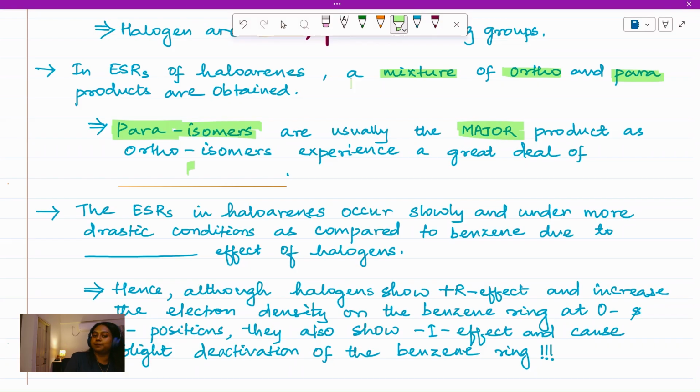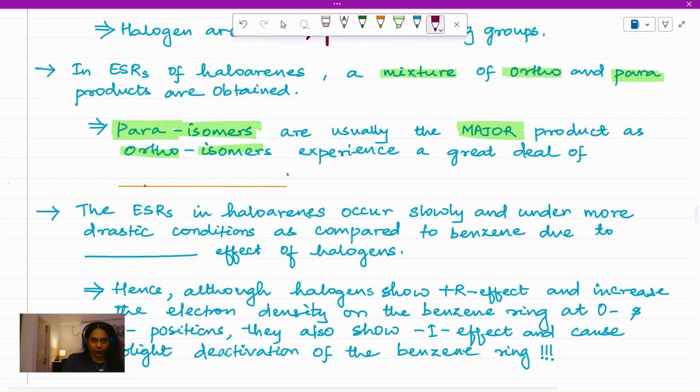If you look at the blank space here, what do we fill here? That's because ortho isomers experience a great deal of what? Do you have a clue, by the way, Gaurav, to this space? Gaurav, are we connected? Are you there with us? Yes. Okay. Do you have an answer here?